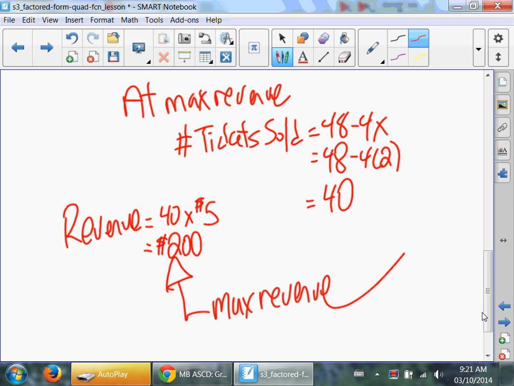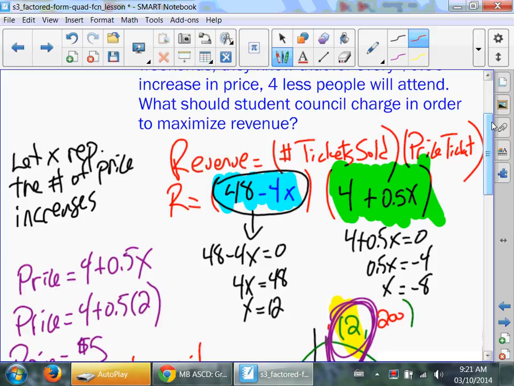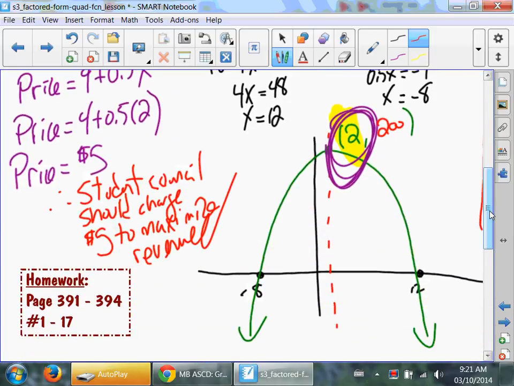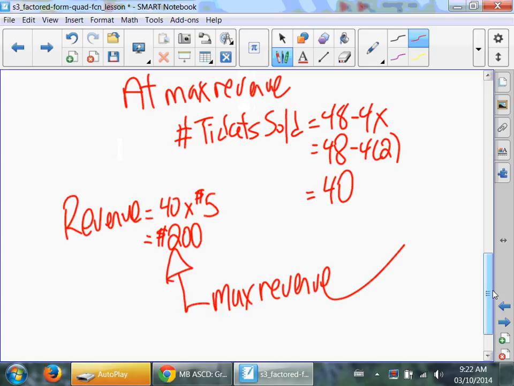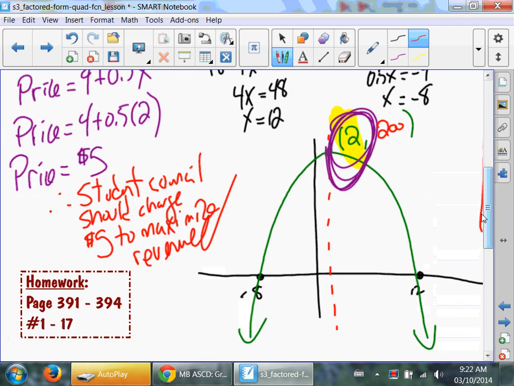So there's a lot of things that can fall out of this question. This particular question was only asking, what should student council charge? Well, the answer to that question is just $5. But if we ask what's the maximum revenue, then we need to find out how many tickets were sold and then multiply that by the price of a ticket that maximizes revenue, and we get $200. So there's a lot of different questions that we can ask here. But the only question that was asked here was, what should they charge? And the answer is, they should charge $5 to maximize the revenue.